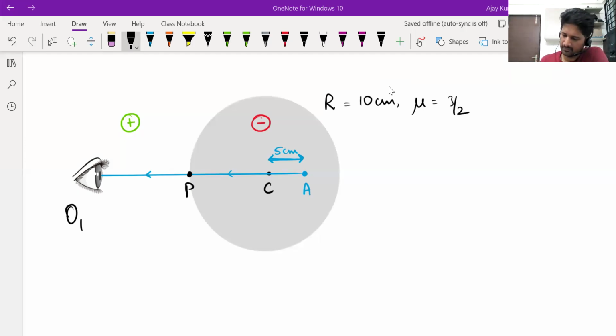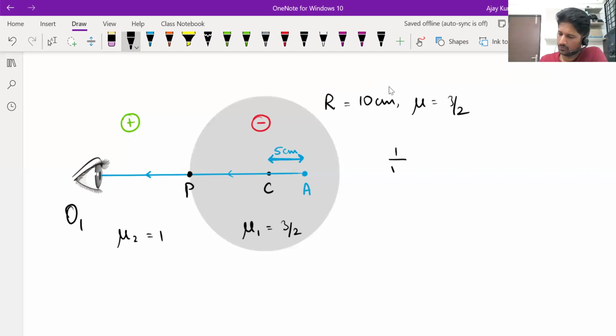So the first medium in which it is traveling is glass. So mu1 will be 3/2. Mu2 will be that of air, which is 1. And object distance is -15. You have to find out the image distance. Radius also you have to see. Center is on the negative side of the pole. So radius will be considered negative.